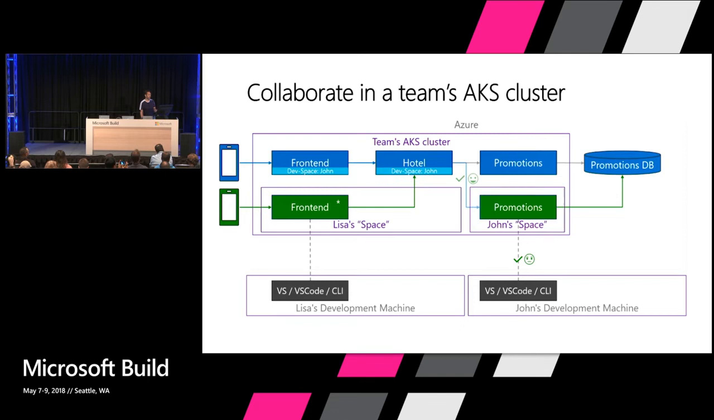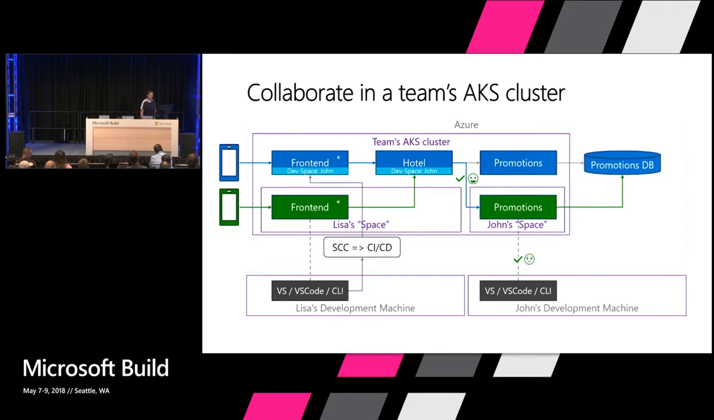You too could have your own public endpoint and make requests to the front end, which then makes a call to hotel, which still is running in your team's baseline. But at that point, when hotel makes a call to promotions, it's actually going to resolve to John's own promotions version. And so you're immediately getting that end-to-end flow, and you're getting a better sense while you're writing your code, and then being able to have more confidence when you actually check in.